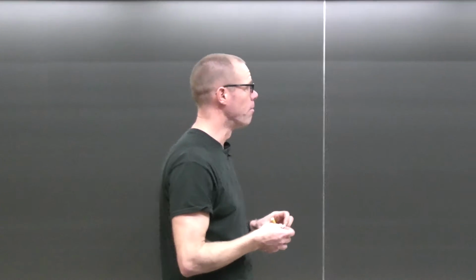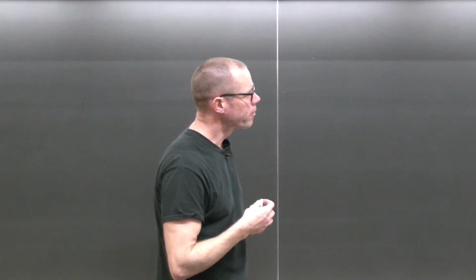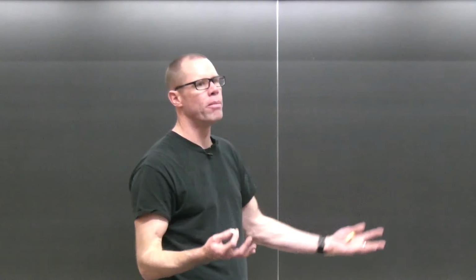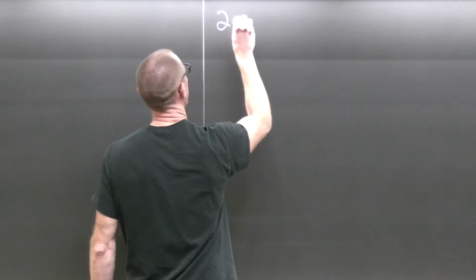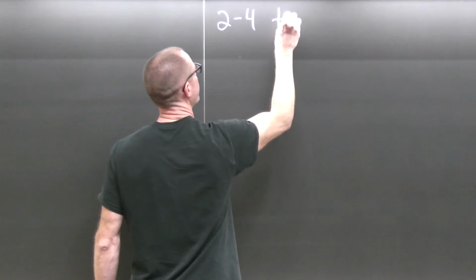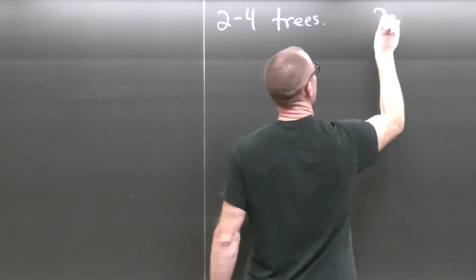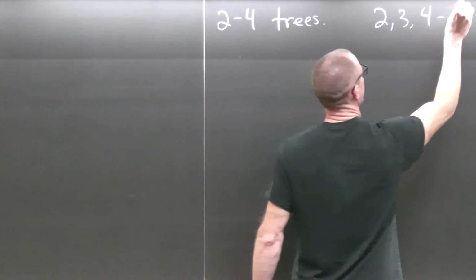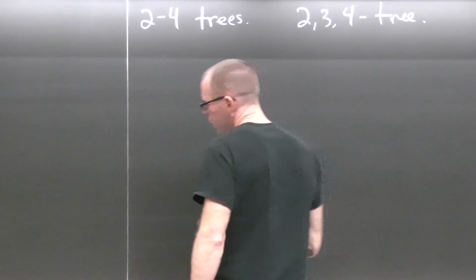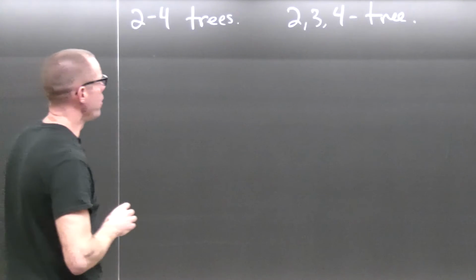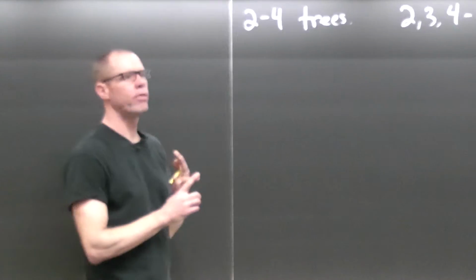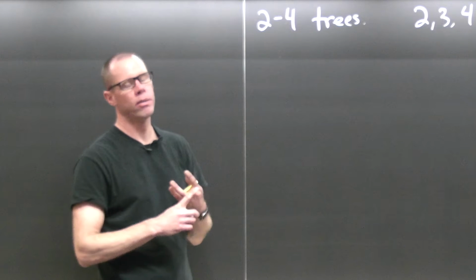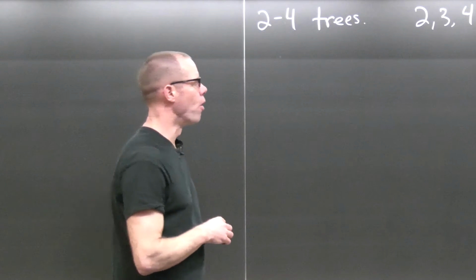So the people who invented them, Guibas and Sedgewick, did not just come up with them out of thin air. They were actually simulating something else. And the thing that they were simulating is something called a 2-4 tree, or if you like, a 2-3-4 tree. Okay, so this is not a binary tree. As the name suggests, nodes in a 2-4 tree or a 2-3-4 tree can have 2 children, they can have 3 children, or they can have 4 children, or they can be leaves, in which case they have no children.